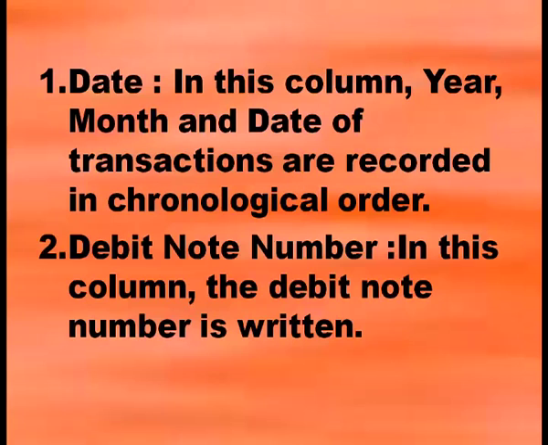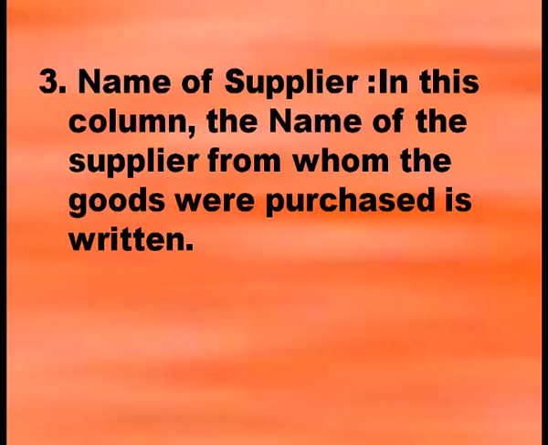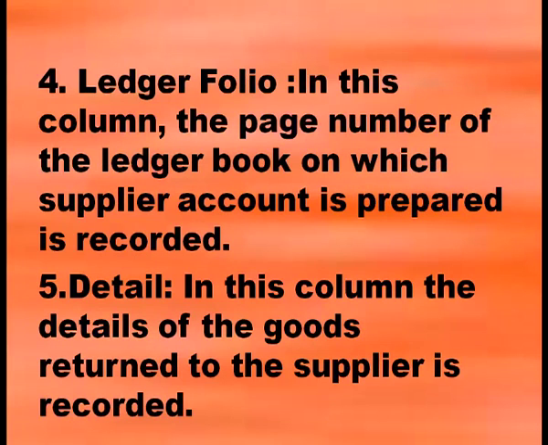Date. In this column, the year, month and date of the transactions are recorded in the order of occurrence, that is, in chronological order. The debit note number is written in the debit note number column. The name of the supplier is the third column. In this column, the name of the supplier from whom the goods were purchased is written. Then comes the ledger folio column. The page number of the ledger book on which the supplier account is prepared is recorded.